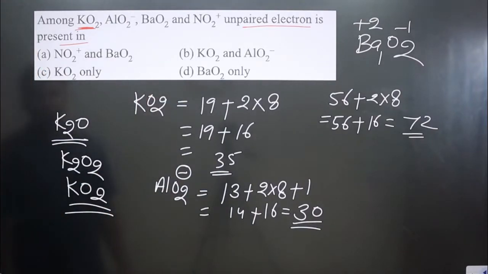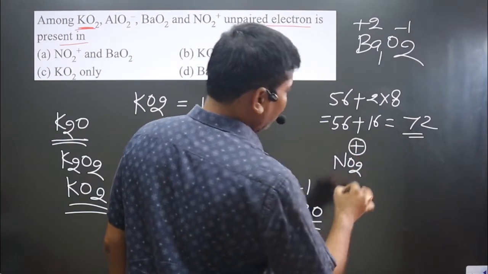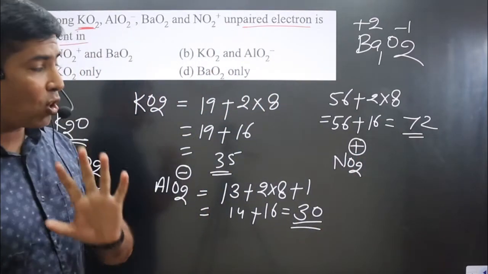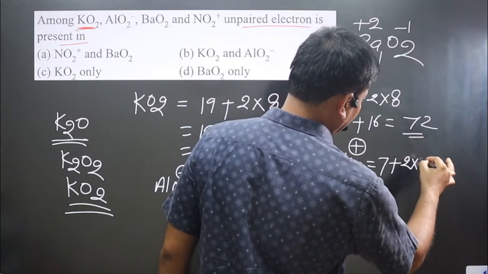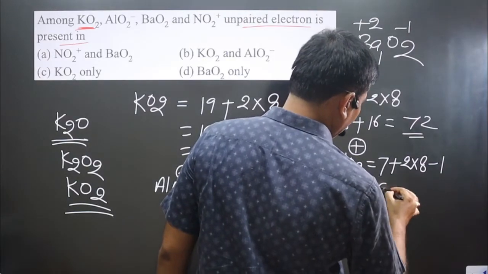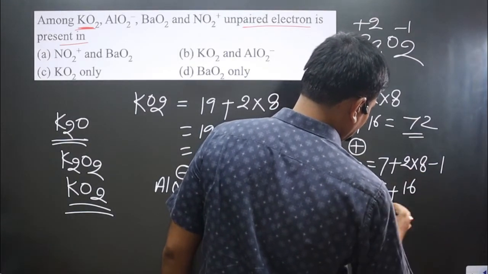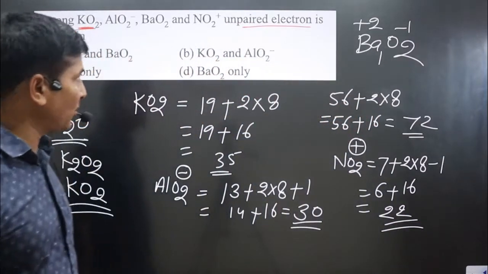In the last we have NO2 plus. It has a positive charge, which means it has lost 1 electron. Nitrogen 7 plus 2 multiplied by 8, and it is losing 1 electron, so minus 1. 7 minus 1 is equal to 6, and 8 times 2 is 16, so 6 plus 16 gives 22. It is also an even number of electrons.